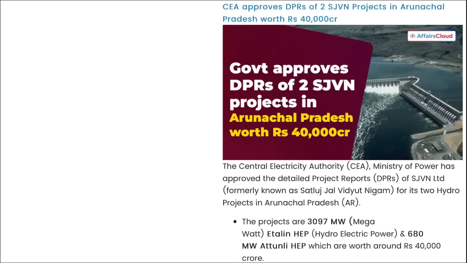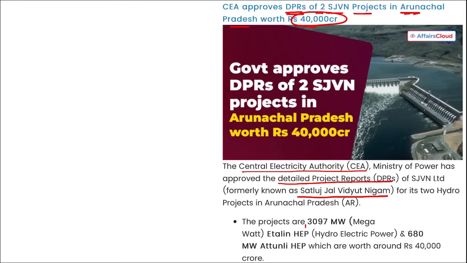Next is CEA. CEA has approved DPRs of 2 SJVN projects in Arunachal Pradesh worth 40,000 crore rupees. Now what are the full forms here? CEA is your Central Electrical Authority. They have approved DPRs. What are DPRs? Detailed project reports of 2 SJVN, that is Satluj Jal Vidyut Nigam Limited projects in Arunachal Pradesh, and these DPRs of these two SJVN projects are worth 40,000 crore rupees.